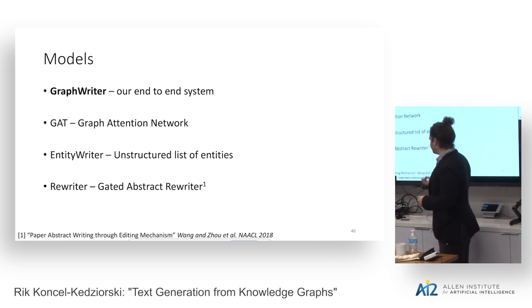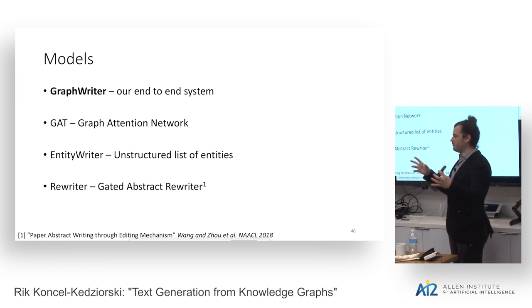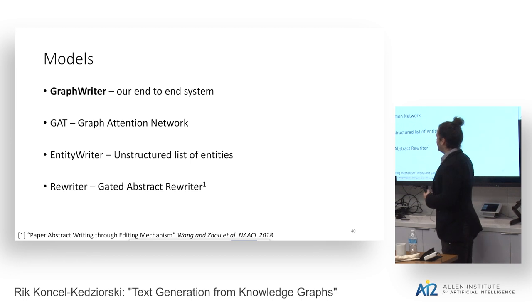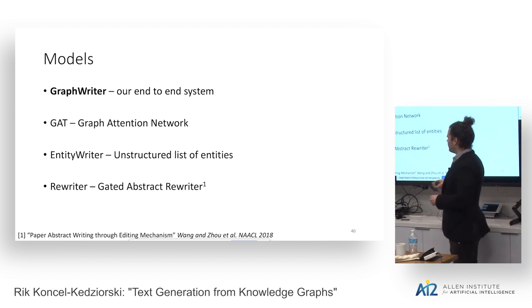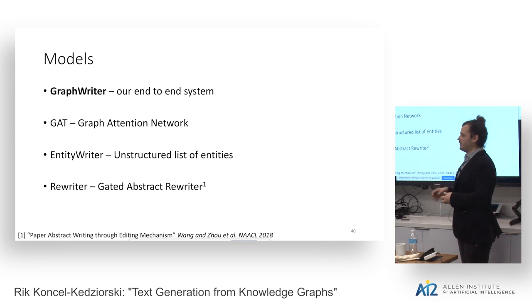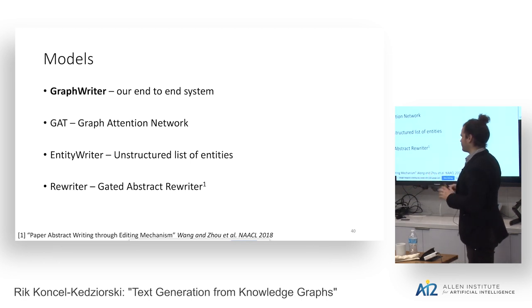We have a model called Entity Writer, which takes an unstructured list of entities and does not contextualize them with the graph encoding. And then we finally compare this against a recent work from Wang and Zhou et al. at NAACL 2018, where they have a gated rewriter that runs on the same domain. So it was built over generating scientific abstracts, but it only uses the title of the document to condition generation. So it uses this rewriting mechanism to generate good scientific abstracts using just the title.